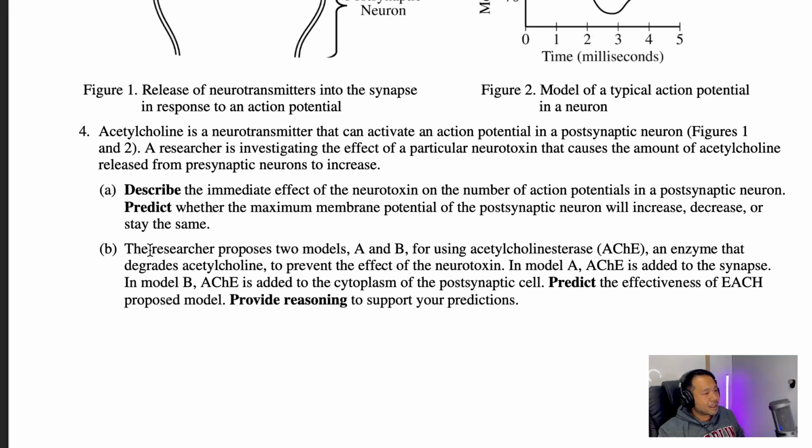Let's take a look at B. The researcher proposes two models, A and B, for using acetylcholinesterase, an enzyme that degrades acetylcholine, to prevent effects of the neurotoxin. Okay, so that makes sense. If that breaks down acetylcholine, increasing that would probably work against that toxin. In model A, acetylcholinesterase is added to the synapse. In model B, it's added to the cytoplasm. Why the heck would you do that?